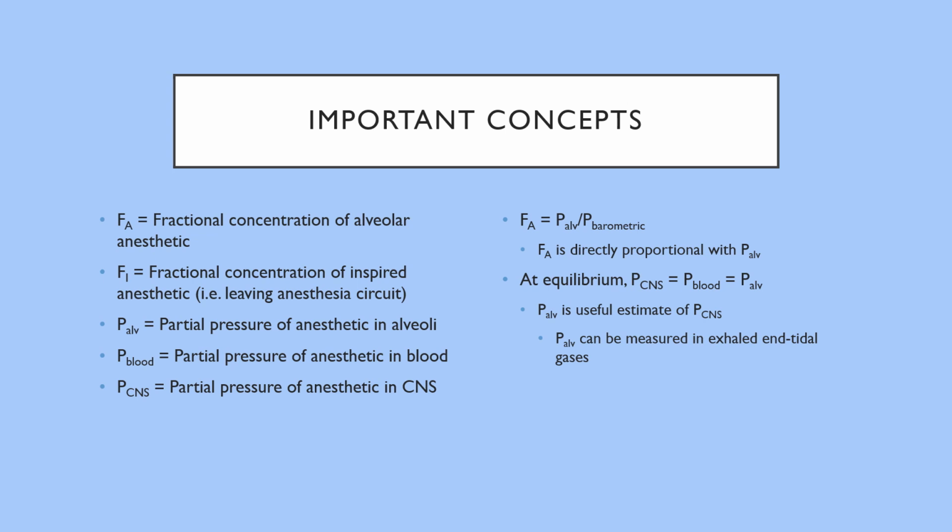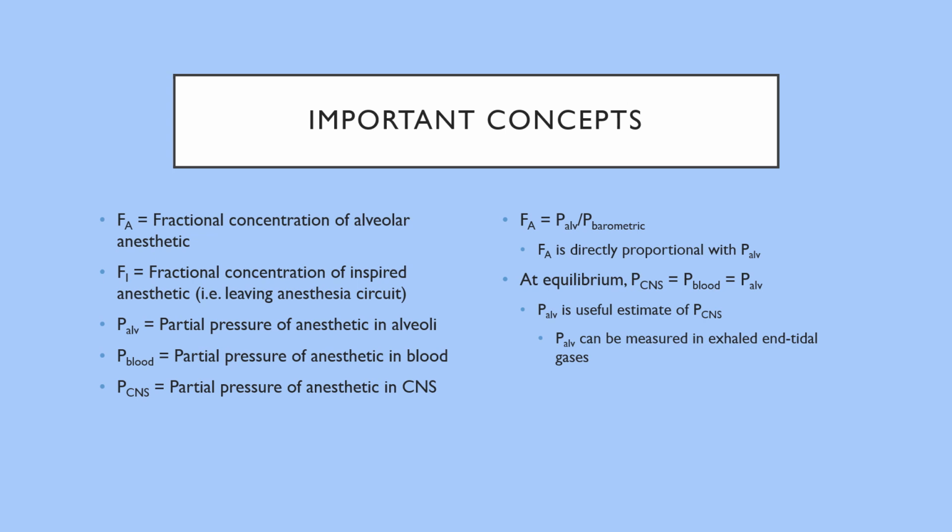On the right, we see that the fractional concentration of alveolar anesthetic is equal to the partial pressure of anesthetic in the alveoli divided by the barometric partial pressure. This tells us that fractional concentration of alveolar anesthetic is directly proportional with the partial pressure of anesthetic in the alveoli. This is useful when assessing uptake, which we will soon see.